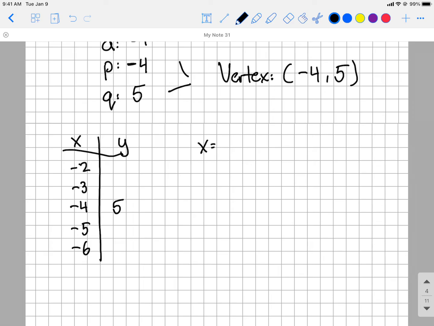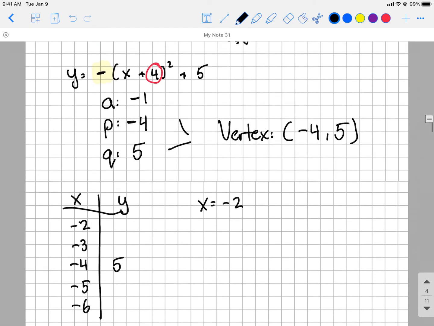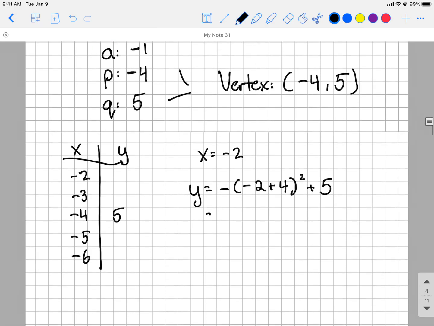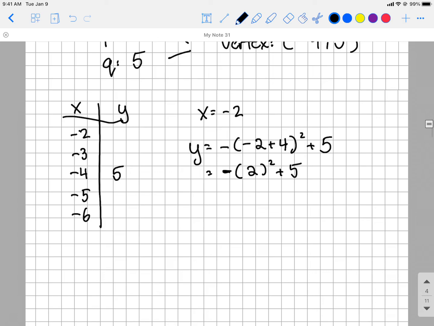So we got x equals -2. Our function, which we had up there, was y equals negative times x plus 4 squared plus 5. So let's plug -2 in there and see what we get. Be really careful with your negatives here. So we've got negative times -2 plus 4, so that's negative. That'll be +2 squared and then plus 5. 2 squared is 4, so we've got -4 and then plus 5. And then -4 plus 5 is +1.